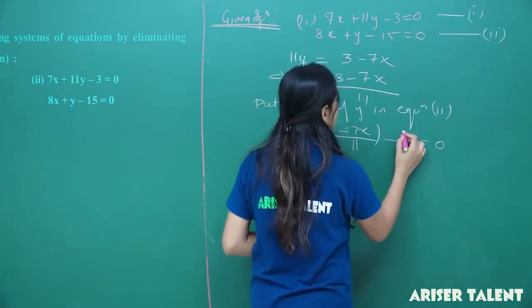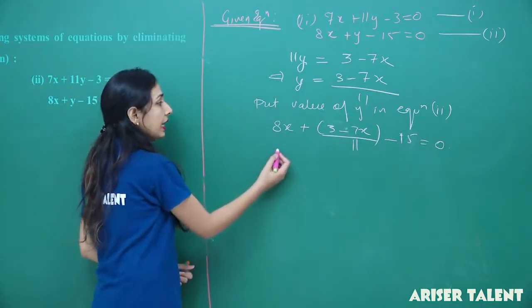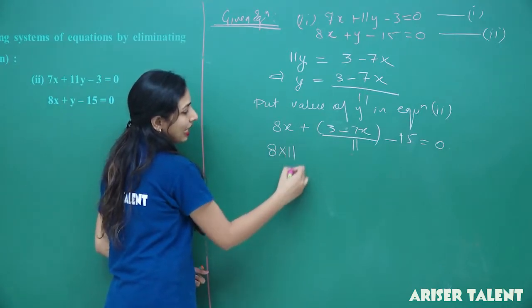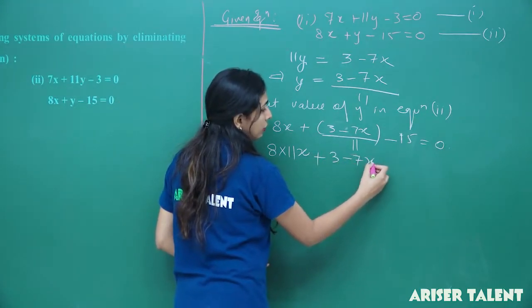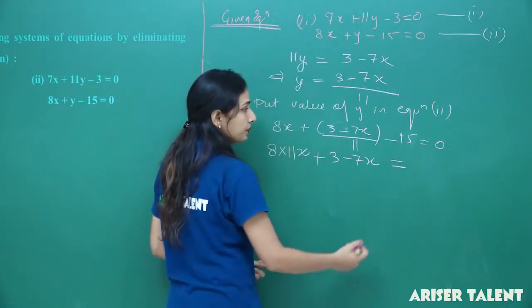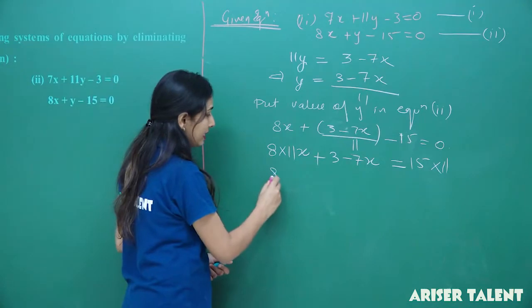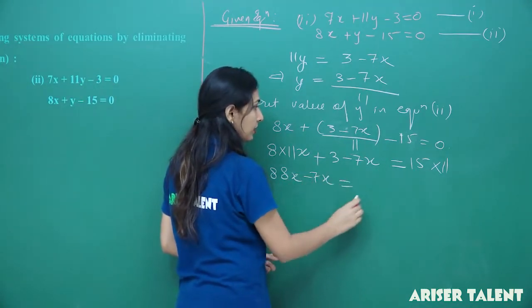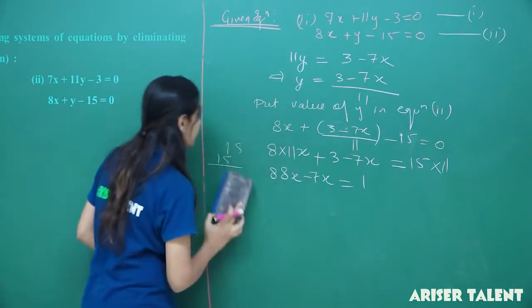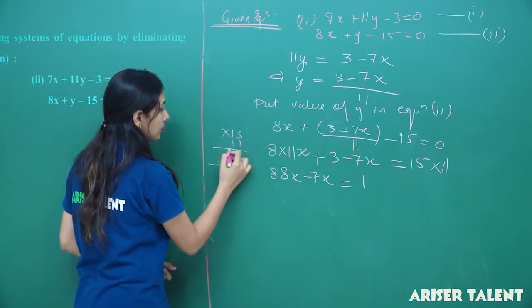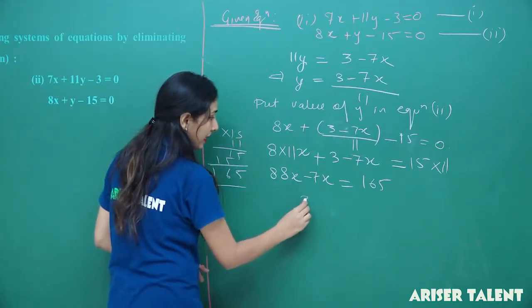What am I doing? 8x + y, which is this, minus 15 equals 0. Now it will be 8 multiplied by 11x plus (3 - 7x) equals 15 multiplied by 11. Now it will become 88x - 7x equals, when you multiply 15 and 11, that is 165.